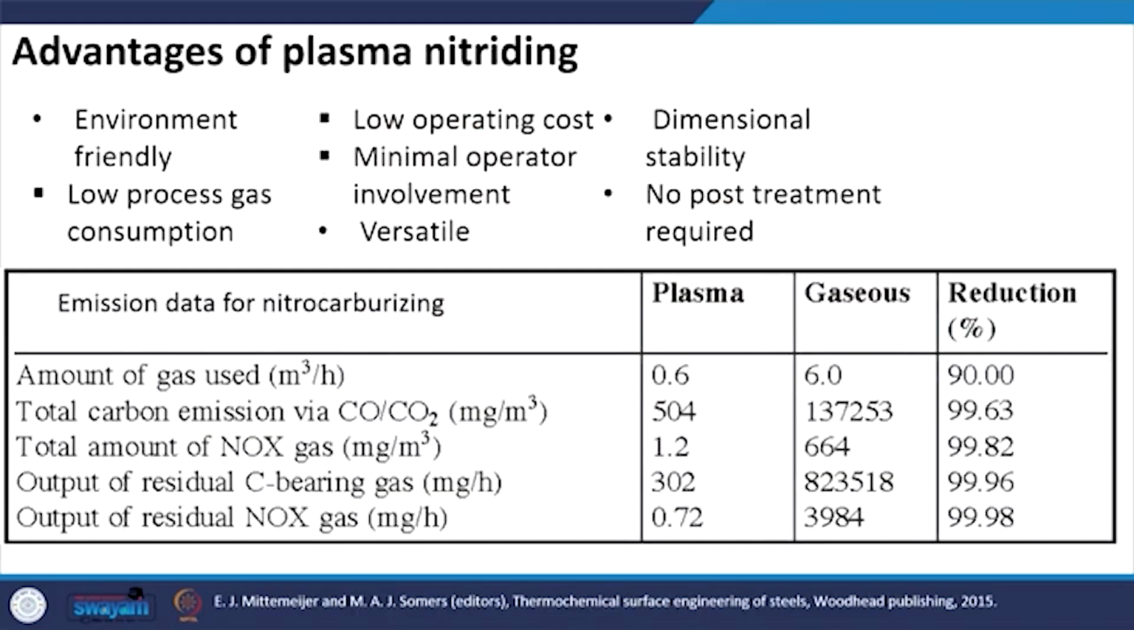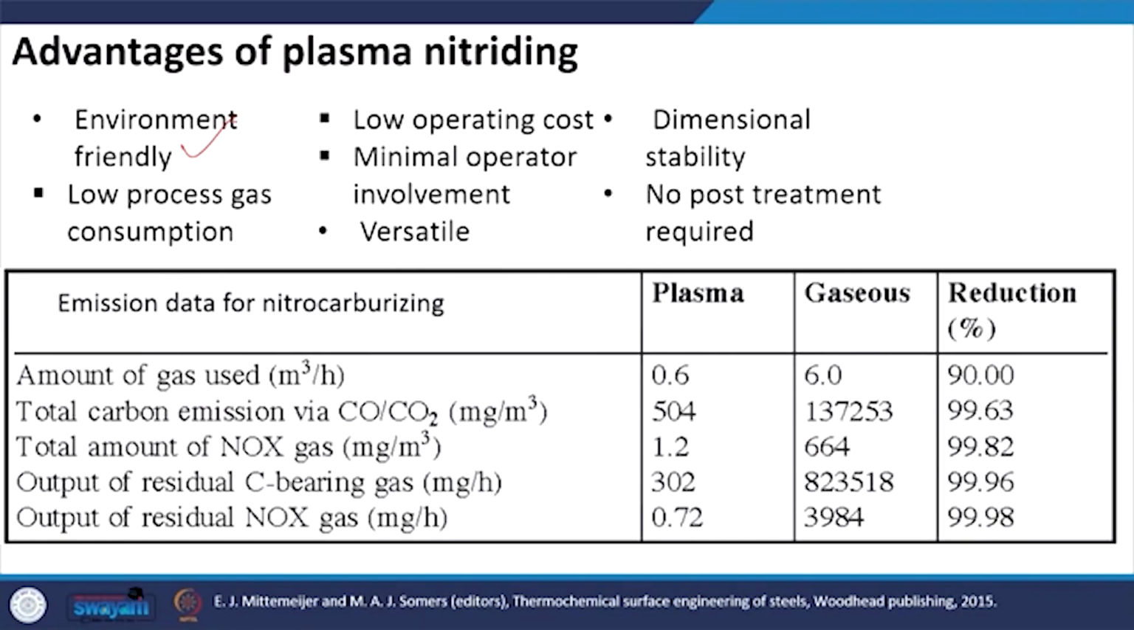With this, I want to come to one important slide here. Why plasma nitriding? Because we discussed that you can do gas nitriding and salt bath nitriding also. The advantages of plasma nitriding are listed here. First of all, it is environment friendly. You are not using any gases which are harmful to the environment. You are using nitrogen and hydrogen, making a plasma, as compared to ammonia. It consumes very little gas as compared to gas nitriding. It has a low operating cost, operator involvement is less, and it is very versatile.